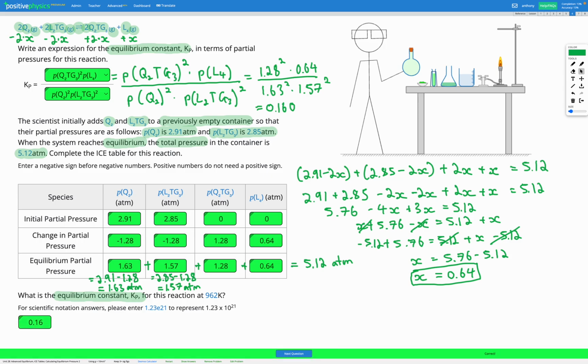Awesome. So this question works very similarly to the previous problem. The only difference is that instead of being given one of the equilibrium partial pressures, we're given the total pressure at equilibrium, which is the sum of the partial pressures of all the gases that are in our mixture. So you're going to have to write your expressions for the change in partial pressure, add those to your initial partial pressures to get expressions for your equilibrium partial pressure, and then add all those up to get your total which was provided, and solve that equation to figure out what x is.